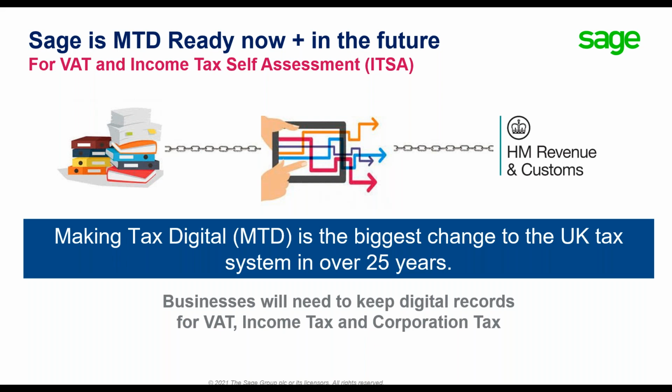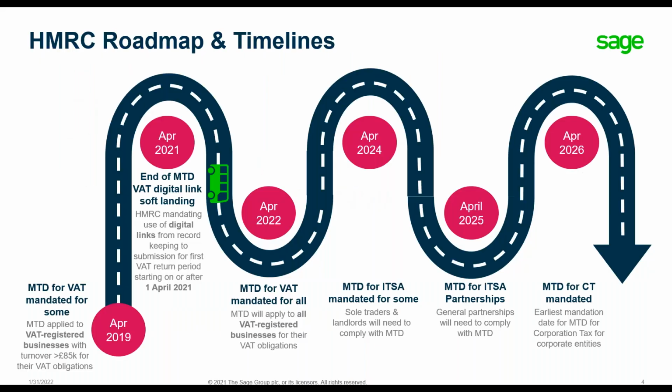So the fundamental change under the scope of Making Tax Digital for all taxes is digitising business records. By ensuring taxpayer systems can seamlessly connect to government systems, this makes tax reporting much simpler. So this is the current roadmap for the rollout of Making Tax Digital.